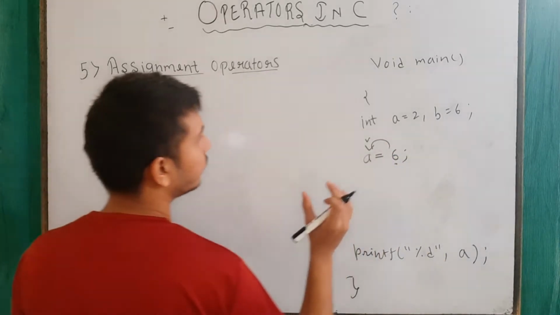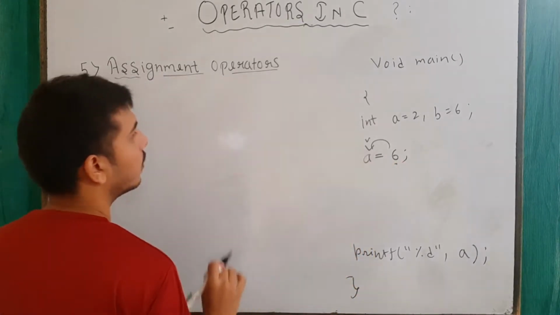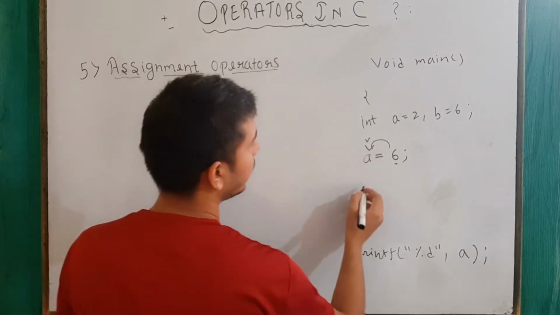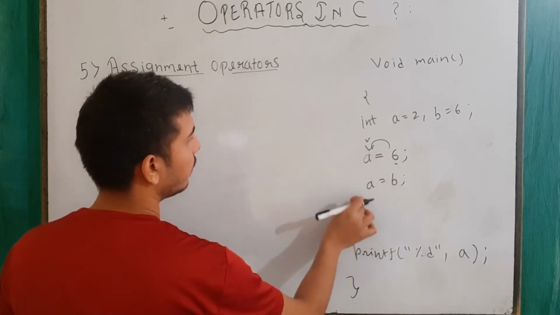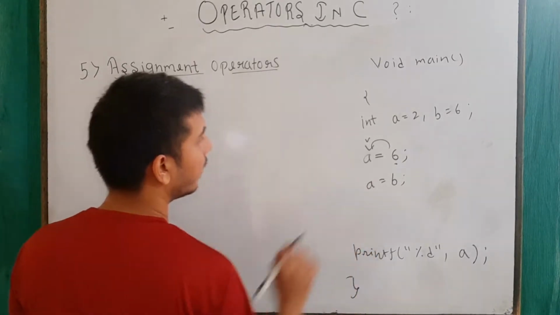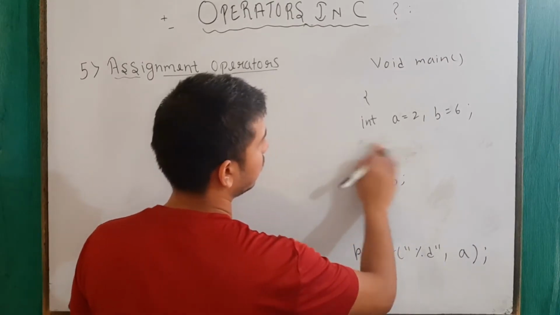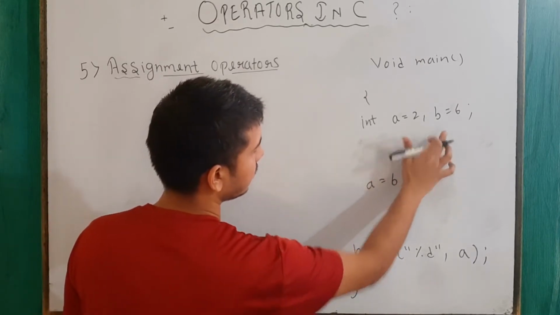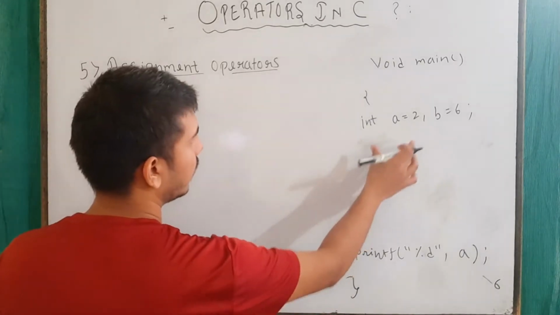Okay, so to assign a value to a variable we use the assignment operators, right? And I can also write here a equals b. So whatever is the value of b will now go to a also. A's value will become equal to b, right? Now if I ask you what will be the output here, now a will become 6 and the output will be 6, right? So this is the role of the assignment operator.